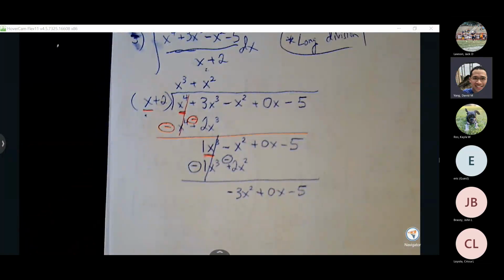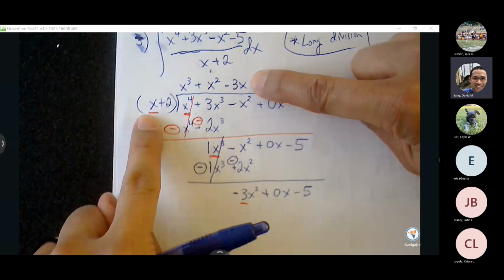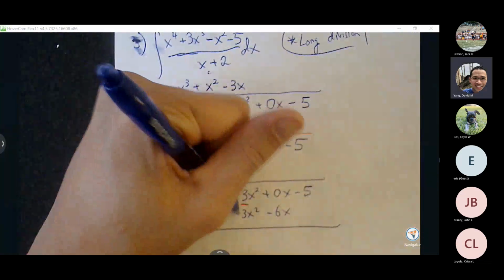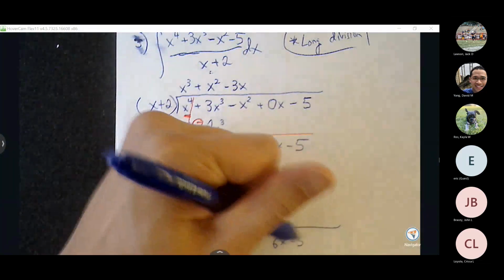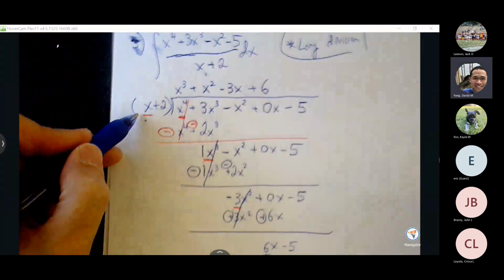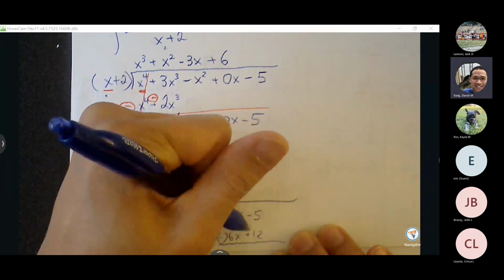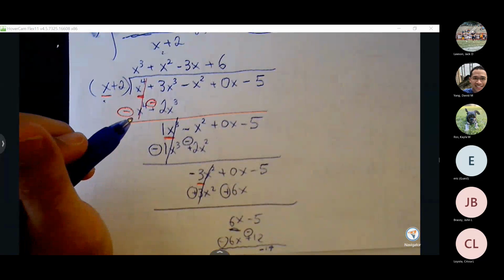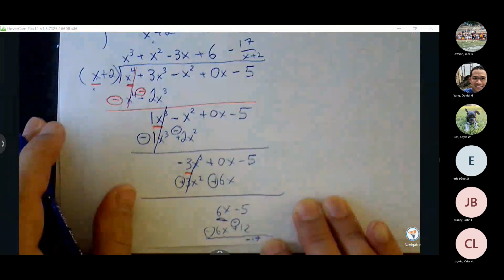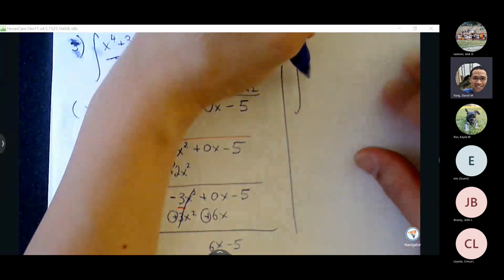Back to the beginning, x times what gives us negative 3x squared? That's going to be negative 3x. Distribute the negative 3x through, negative 3x squared, minus 6x. Draw your line, change your signs. This times what gives us 6x, which is 6. Multiply that through, 6x plus 12. Draw your line, change your signs. Negative 17 can't go any further, so we call that the remainder. So then we take our result and go through our integral process.